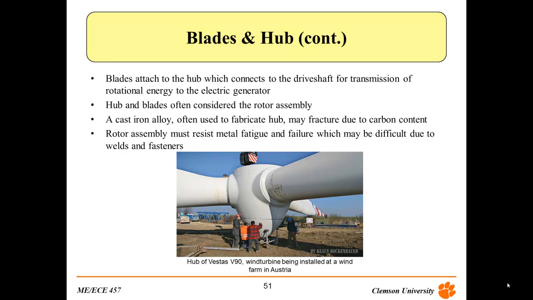Blades attached to the hub, which connects to the drive shaft for transmission of rotational energy to the electrical generator. Hubs and blades often considered the rotor assembly. A cast iron alloy, often used to fabricate hub, may fracture due to carbon content. Rotor assembly must resist metal fatigue and failure, which may be difficult due to the welds and fasteners.